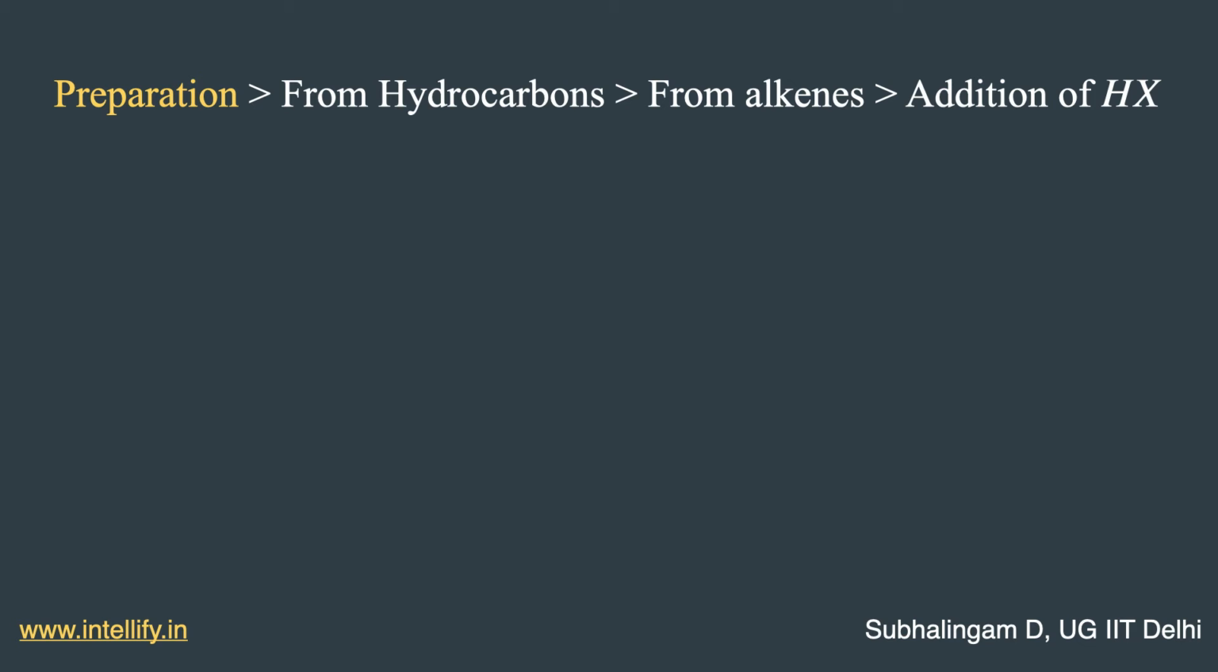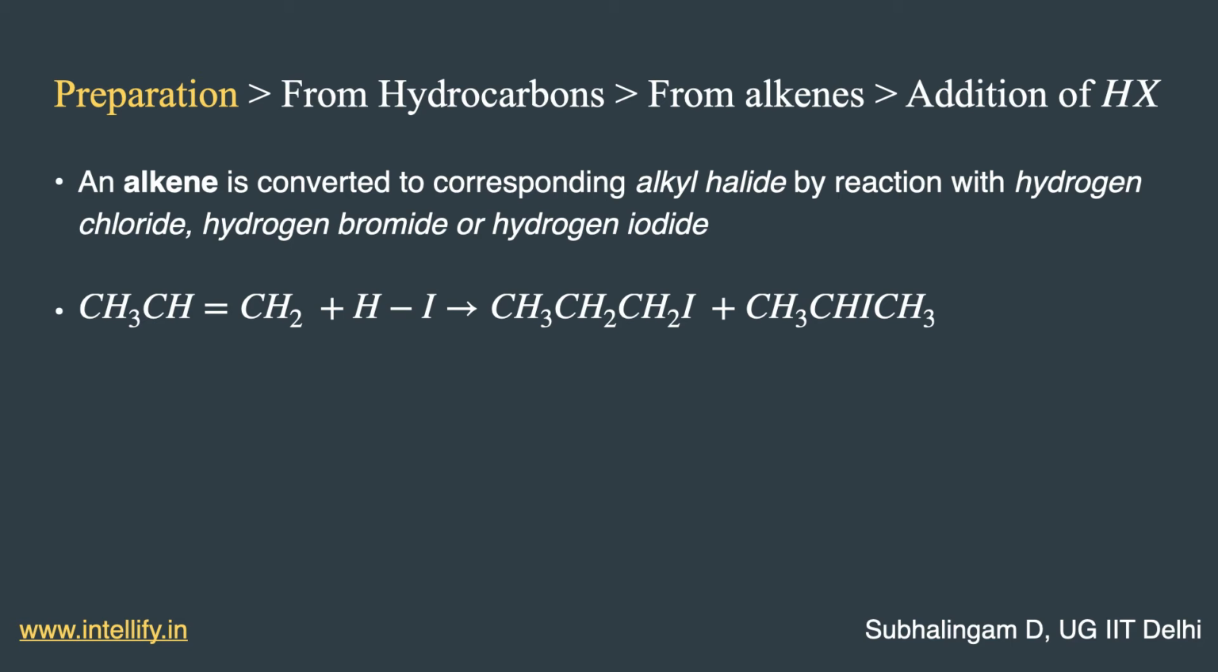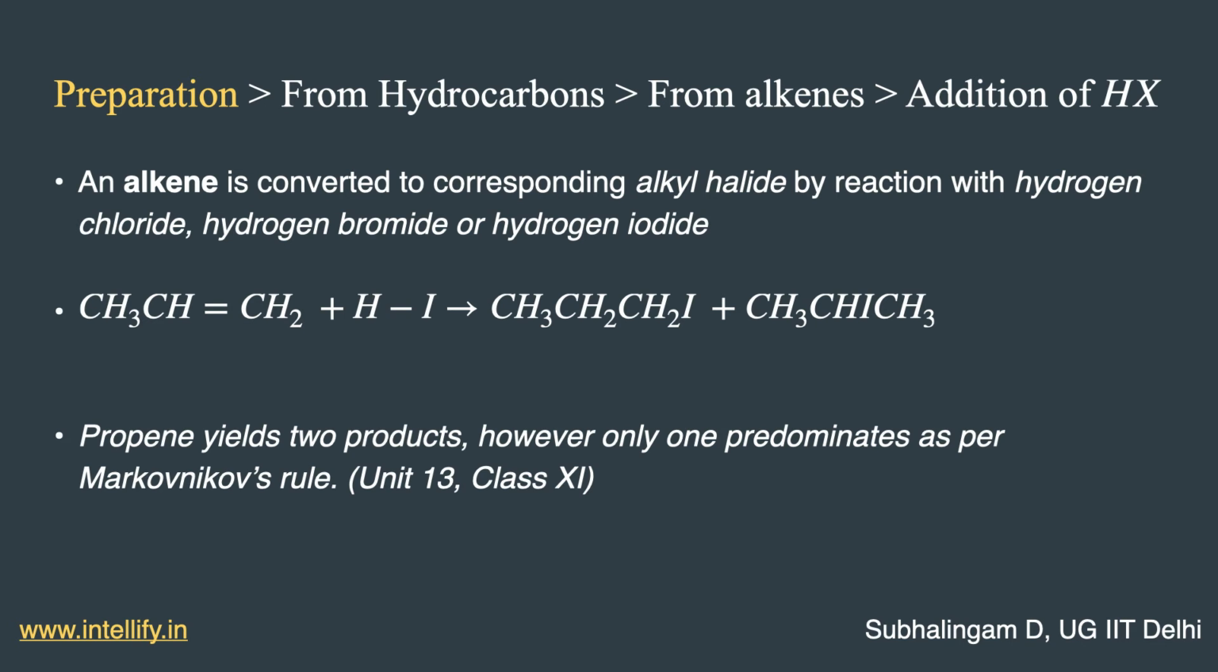Next, we will look into alkenes and first, addition of hydrogen halide. An alkene is converted to the corresponding alkyl halide by reaction with hydrogen chloride, hydrogen bromide or hydrogen iodide. For example, I take propene and make it react with hydrogen iodide. I get 1-iodopropane and 2-iodopropane. We have seen the Markovnikov addition rule in unit 13 of class 11. So according to this rule, only one of them is a major product and that is 2-iodopropane.